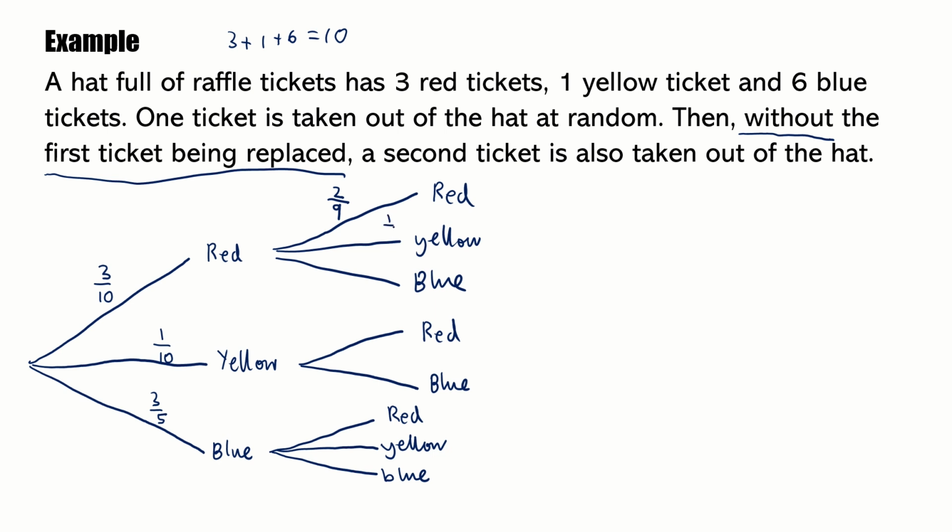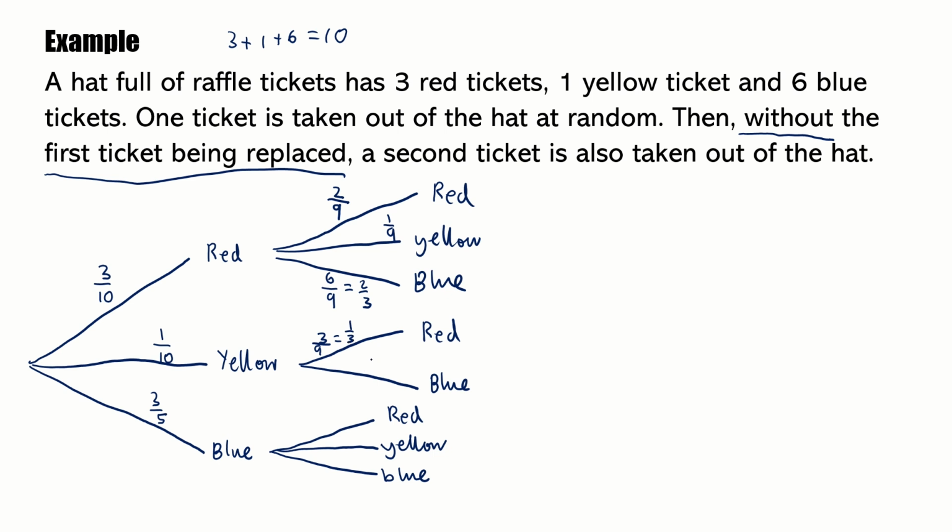For the yellow ticket, it's now 1 out of 9, and for the blue ticket, it's going to be 6 out of 9 because we still have the original number of those tickets. Of course, be aware you could simplify 6/9 to 2/3. Then, if we'd taken 1 yellow ticket first, we've still got this idea of only 9 tickets left, but now there's 3 red tickets out of 9, which could be simplified to 1/3.